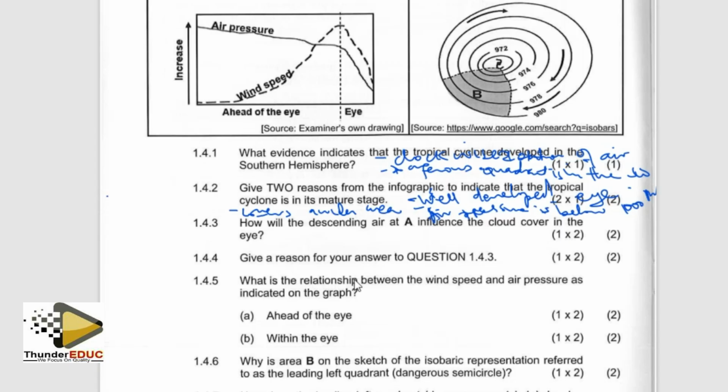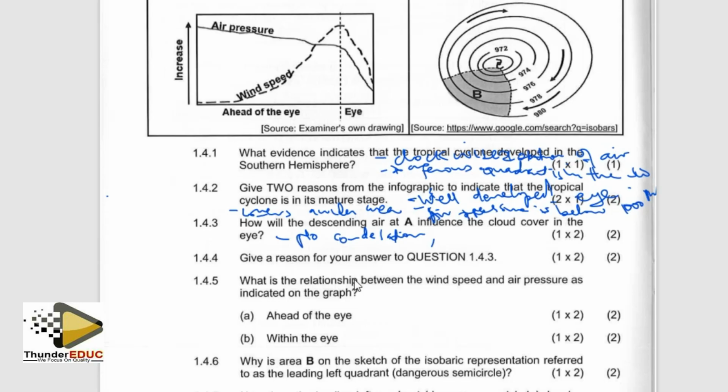Give a reason for your answer. But before we reach the reason for your answer, they said, how did the descending air influence the cloud cover in the eye? First of all, how means a way, a method. How is it influencing the cloud cover? Here we are going to say that the descending air, that means if air descends, what happens? If air descends, it simply means no condensation taking place. As air descends, there will be no condensation taking place.